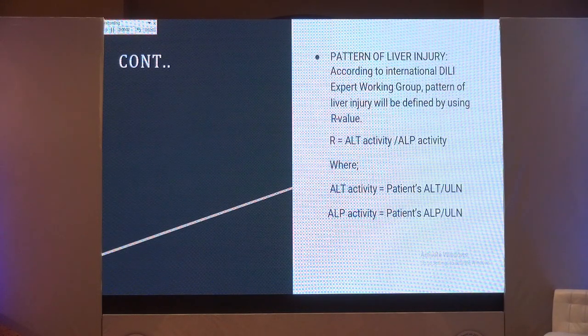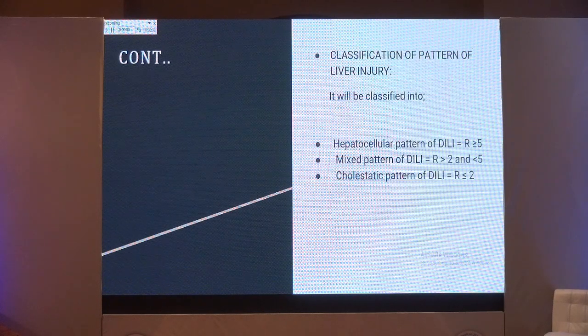So how do we identify this pattern of drug-induced liver injury? It depends upon a value known as the R value. What is the R value? The R value is simply ALT activity divided by ALP activity. The ALT activity is patient ALT over the upper limit of normal, and the ALP activity is patient ALP over the upper limit of normal. We draw a conclusion on this division criteria. Later on we will see how we mark the boundaries.